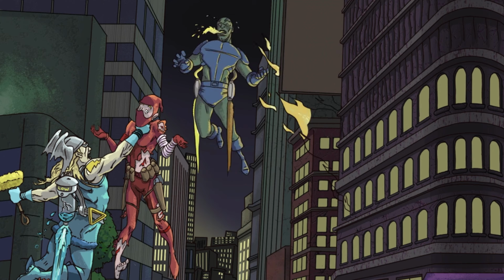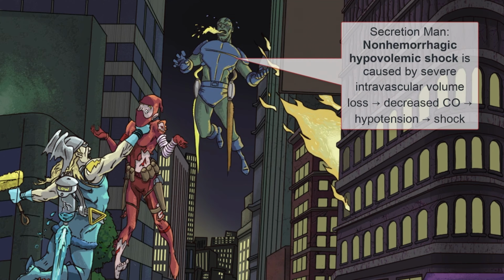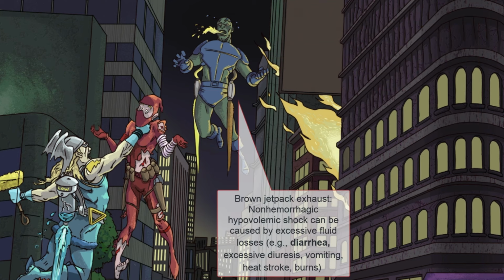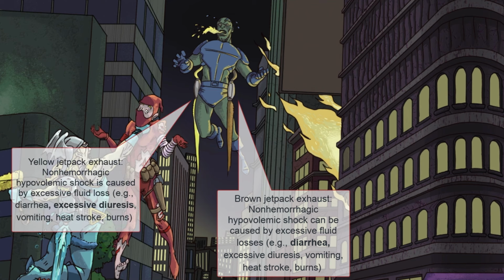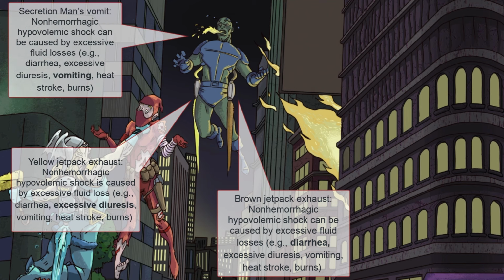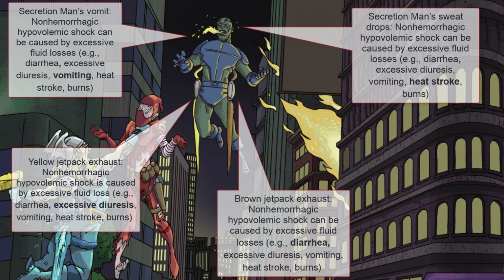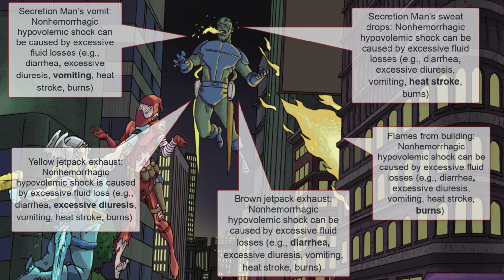Non-hemorrhagic hypovolemic shock, on the other hand, is represented by our next supervillain, Secretion Man. Non-hemorrhagic hypovolemic shock is caused by severe intravascular volume loss, which leads to decreased cardiac output, hypotension, and ultimately, shock. The most common pathway is through excessive fluid losses, which can include severe diarrhea, represented by the brown stuff coming out of his jetpack, excessive diuresis, by the yellow jetpack exhaust on his other side, profuse vomiting, by his acid mouth secretions, severe dehydration from heat stroke, by those drops of sweat off his brow, or insensible fluid losses from severe burns, represented by those flames coming from that building.